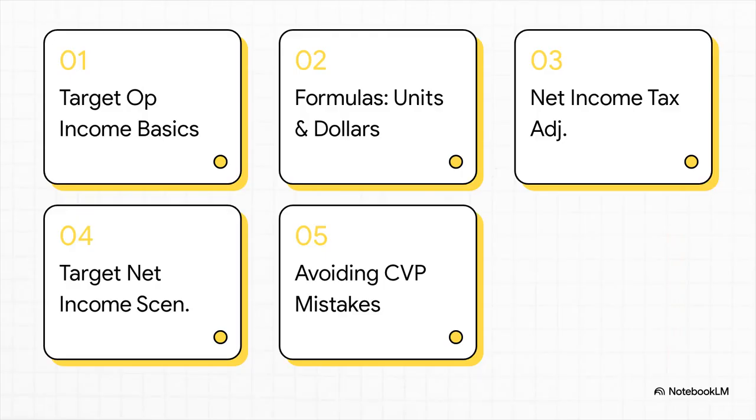Here is our roadmap for today. 1. Target operating income basics. 2. Formulas for units and dollars. 3. The net income tax adjustment. 4. Target net income scenarios. And 5. Avoiding common CVP mistakes.